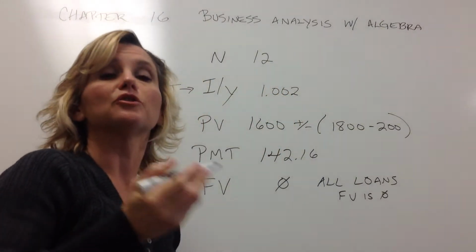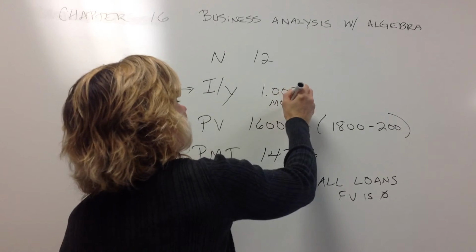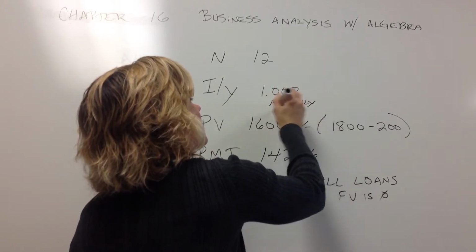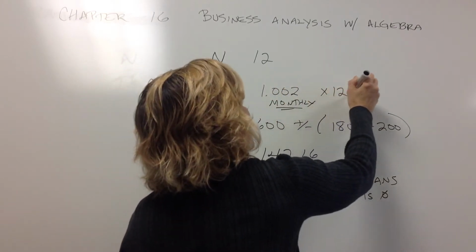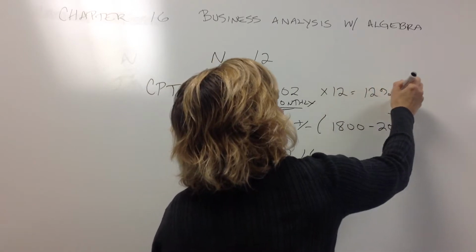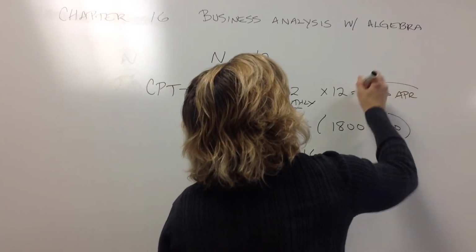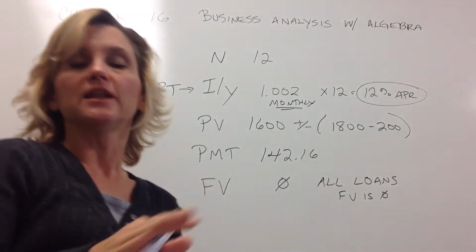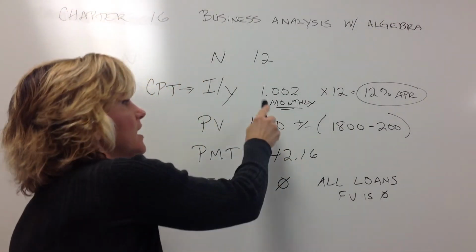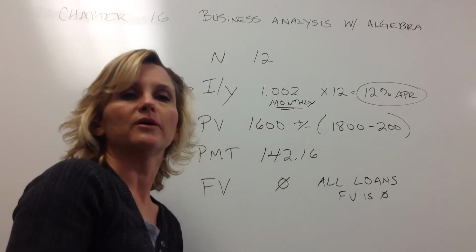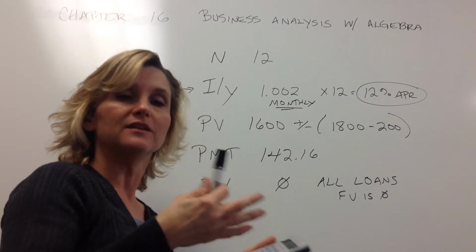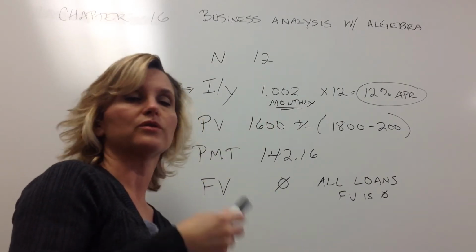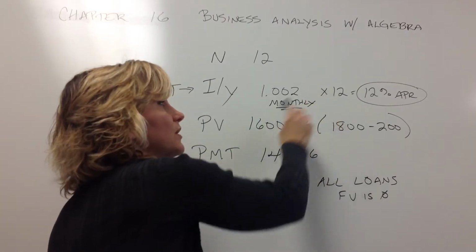What is that? That's our monthly rate. Well, we don't think in terms of that. So you need to multiply that by 12 to get it into an annual percentage rate. So then that 12% is your final answer. Anytime you're computing for the IY, it's always going to give it to you in compounding periods. So if you're not in years, say you're in months or in quarters or something else, you always want to take it out of that.